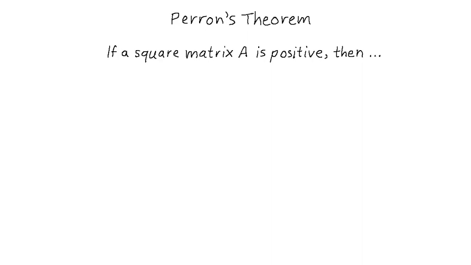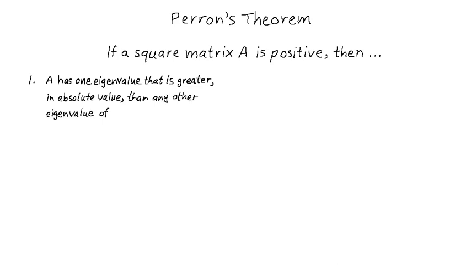Perron's theorem tells us about certain key features of positive matrices. That is to say, matrices whose entries are all strictly greater than 0. If a square matrix A is positive, then Perron's theorem says that A has an eigenvalue that's greater in absolute value than any other of its eigenvalues. We often refer to this greatest eigenvalue as rho, or the dominant eigenvalue, for reasons we'll get to.